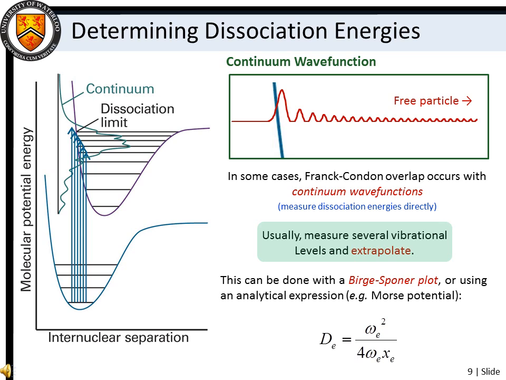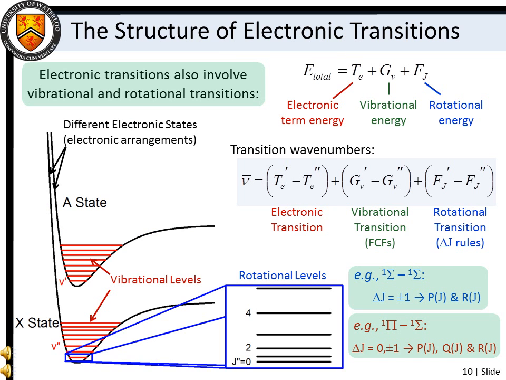By measuring a number of vibrational transitions associated with a range of v' excited state levels, we are able to extrapolate the data or use an analytical model to determine excited state dissociation energy. In some cases, Franck-Condon overlap occurs with continuum wave functions just above the dissociation threshold. This facilitates direct measurement of dissociation energies. To determine excited state molecular geometries, it is necessary to resolve and analyze rotational level structure.